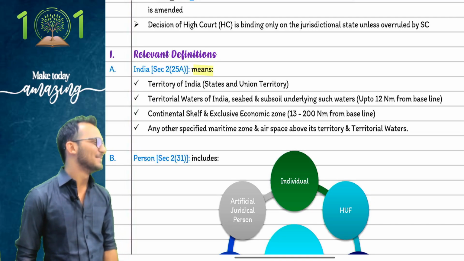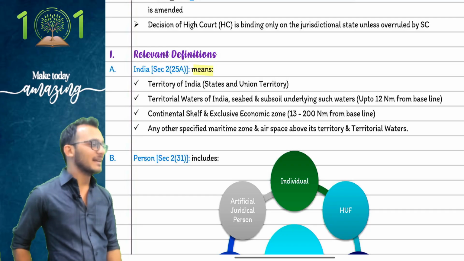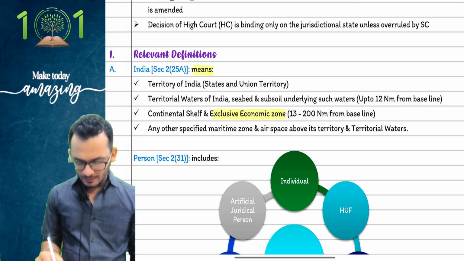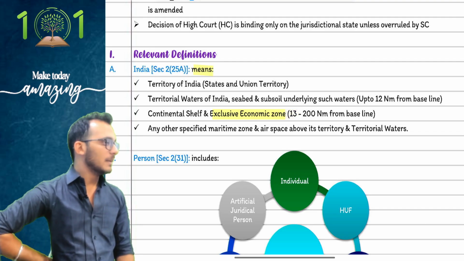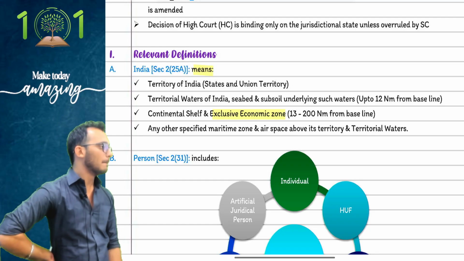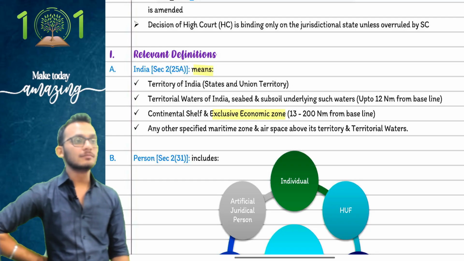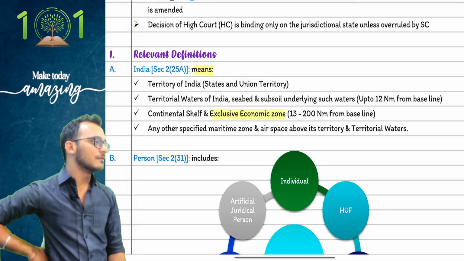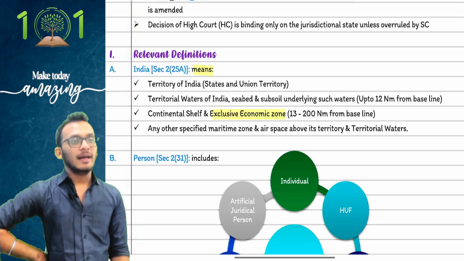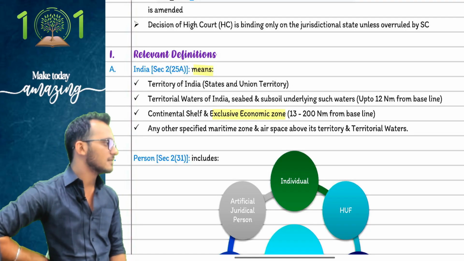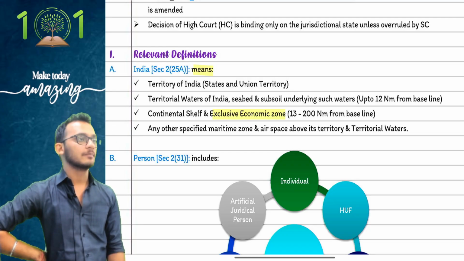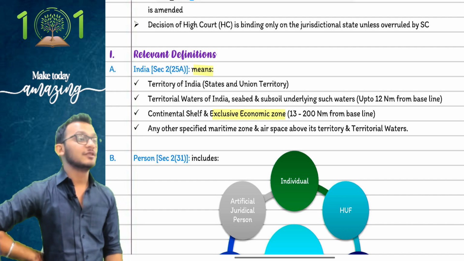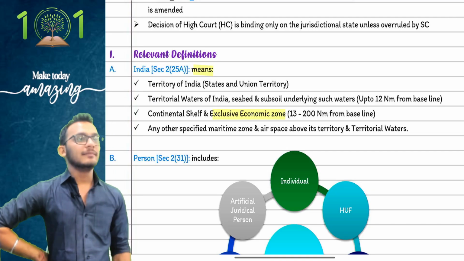People, read the lines very carefully. The word says exclusive economic zone. Break the English. Tell me what do you understand? Means this is a place which is exclusively used for economic purposes. Now you and I both know economic purposes means trading, which means this is the area where you can only trade.